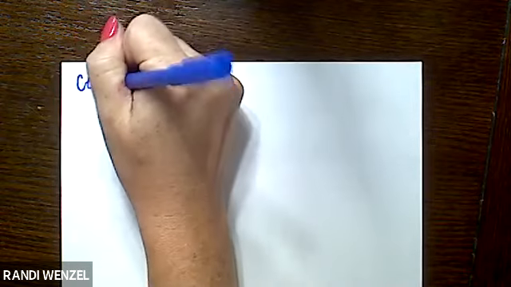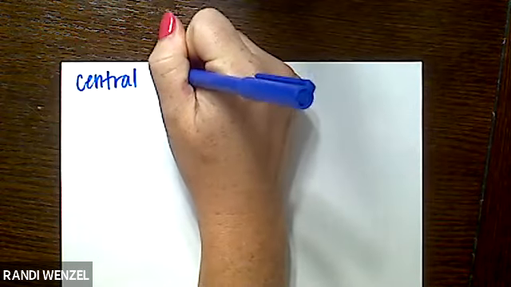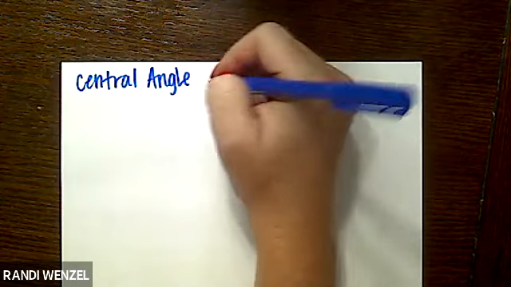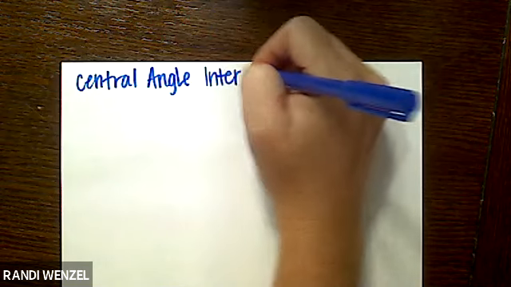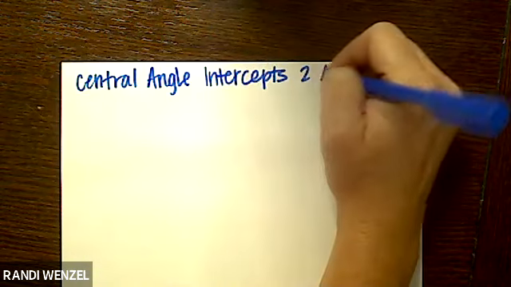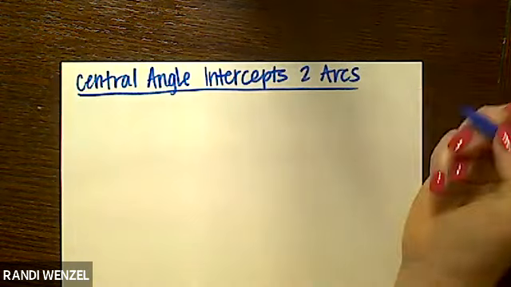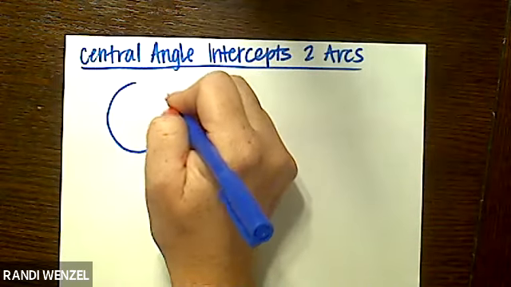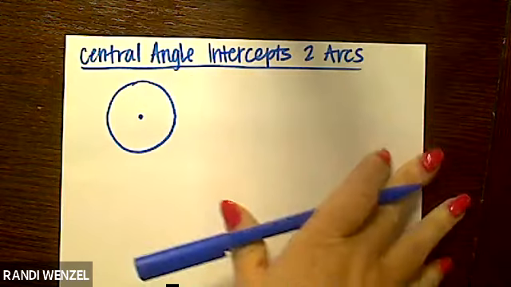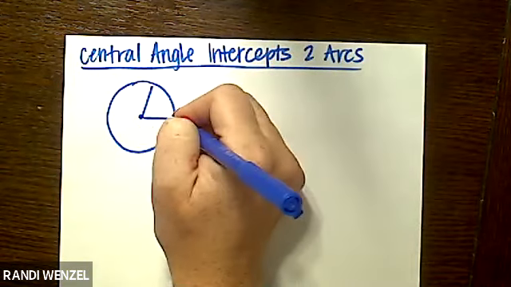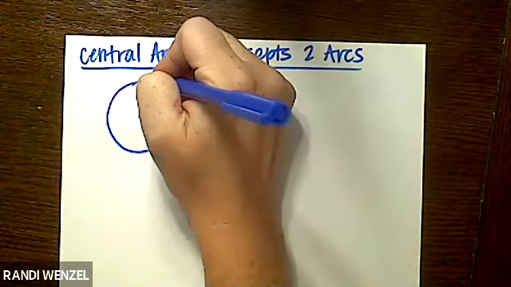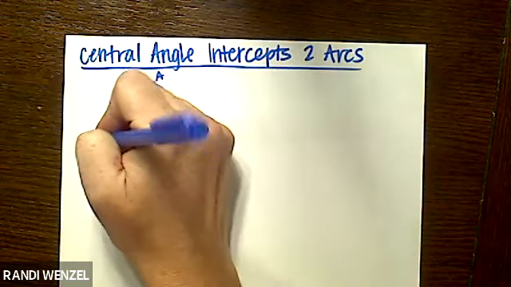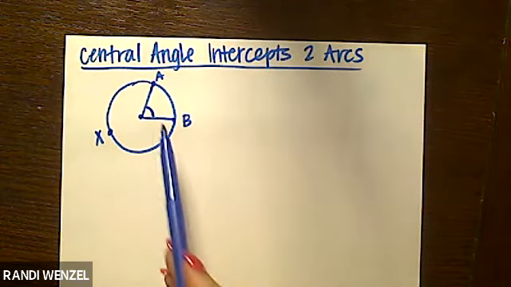Okay, so when a central angle intercepts two arcs, that's what we're going to look at. I said there were two, and if you didn't see it, I'll make it very clear. We have our circle, our center, and our two radii that are creating this central angle. I'm going to call this A, this B, and then we're going to have a point over here called X. So this, remember, is our central angle.